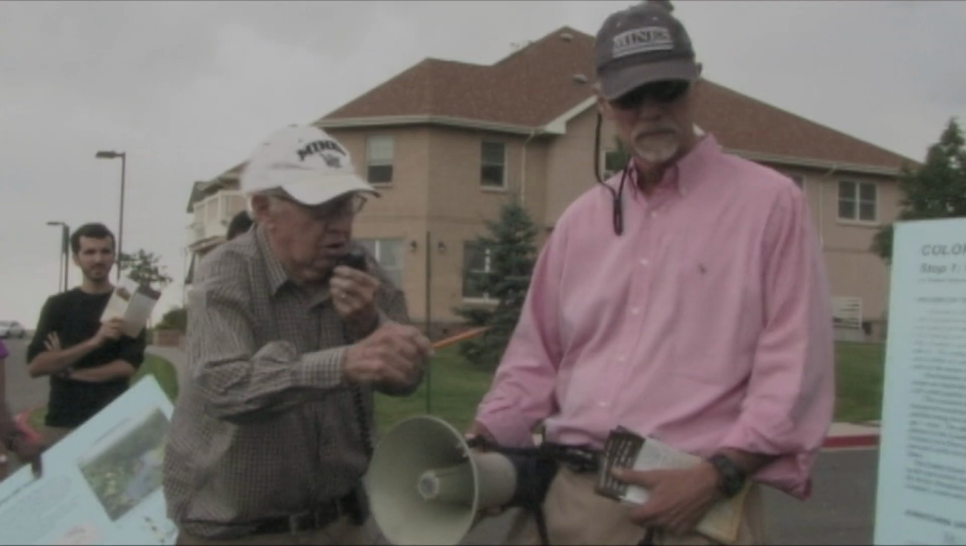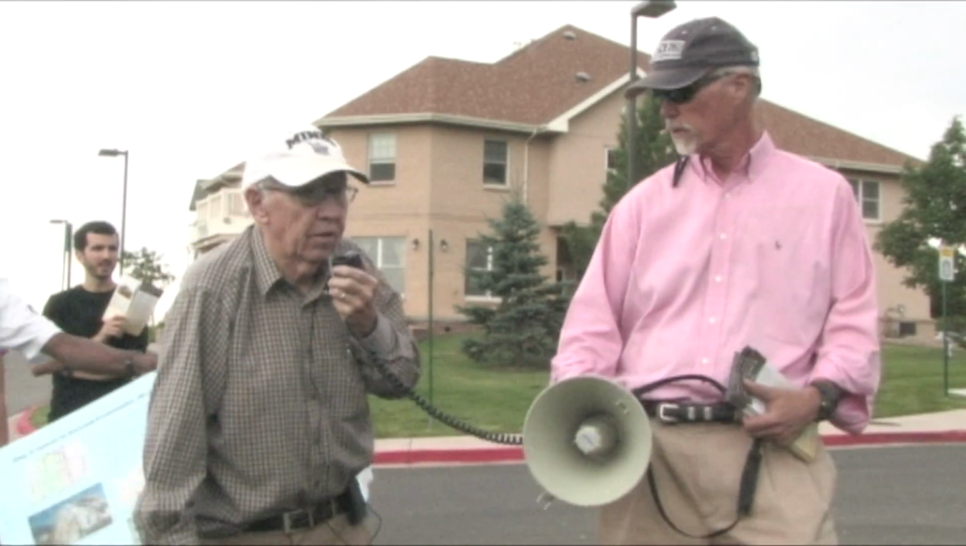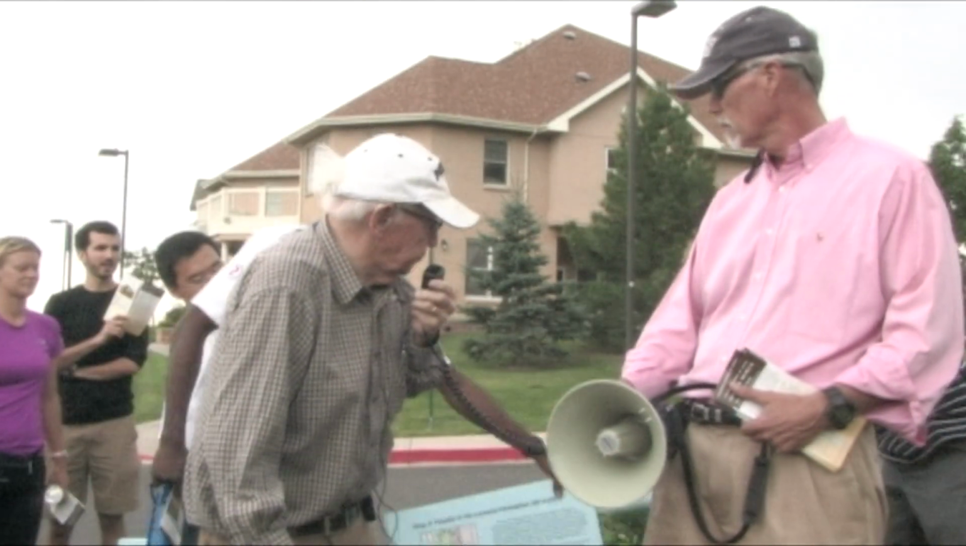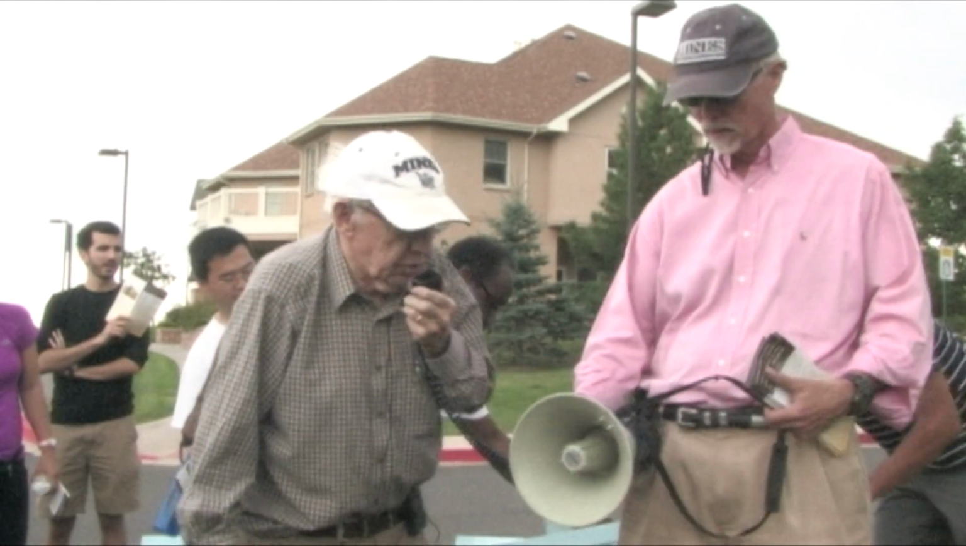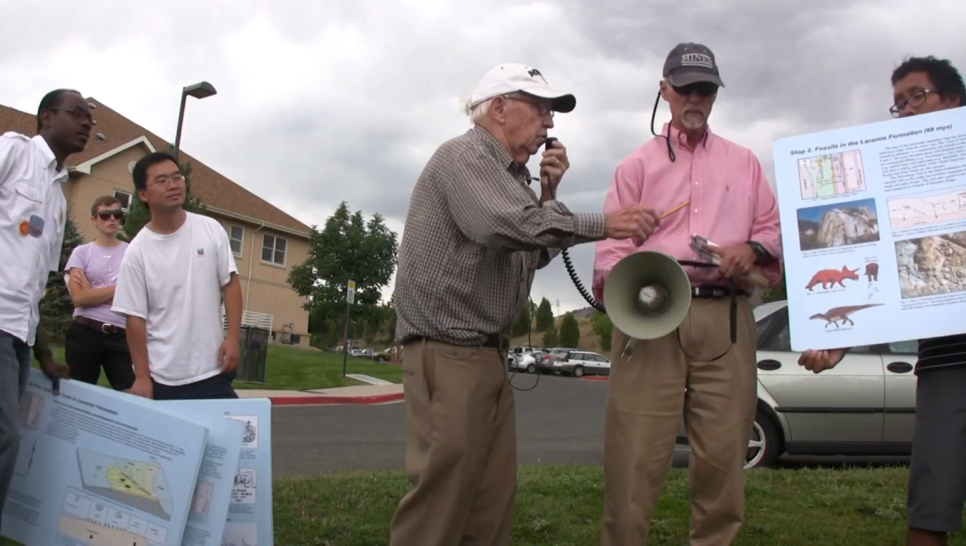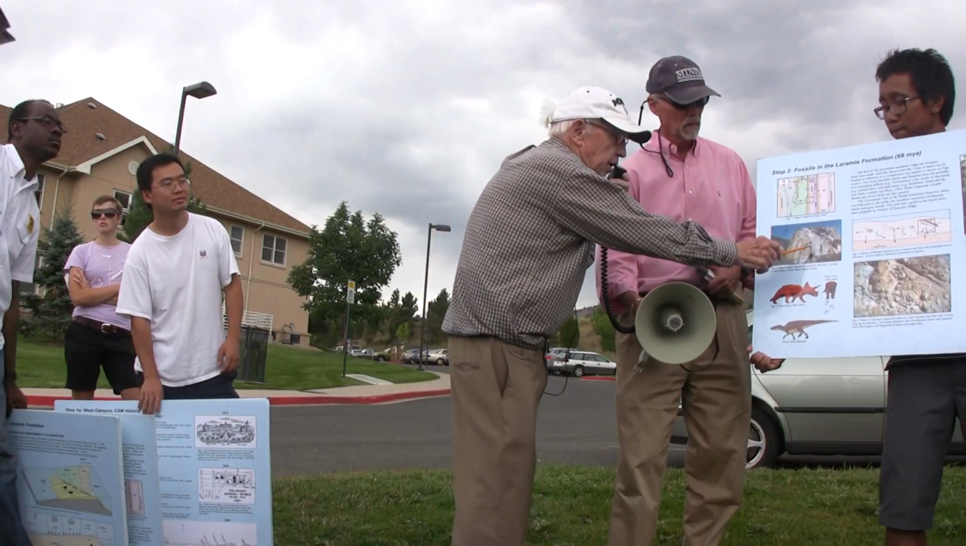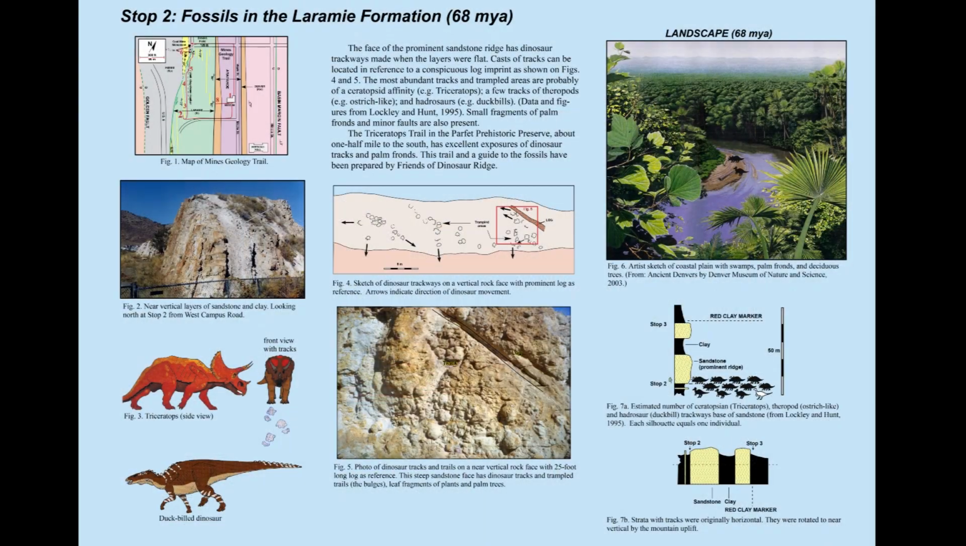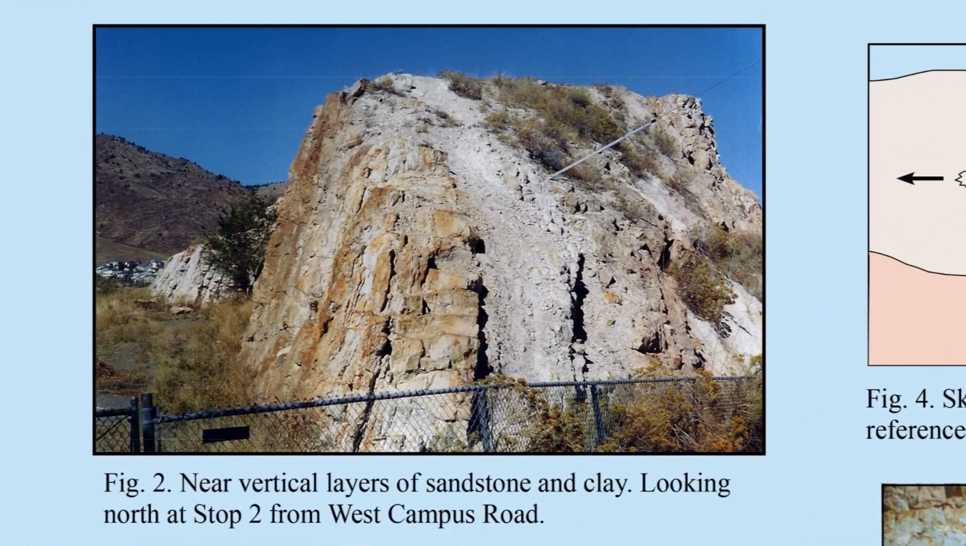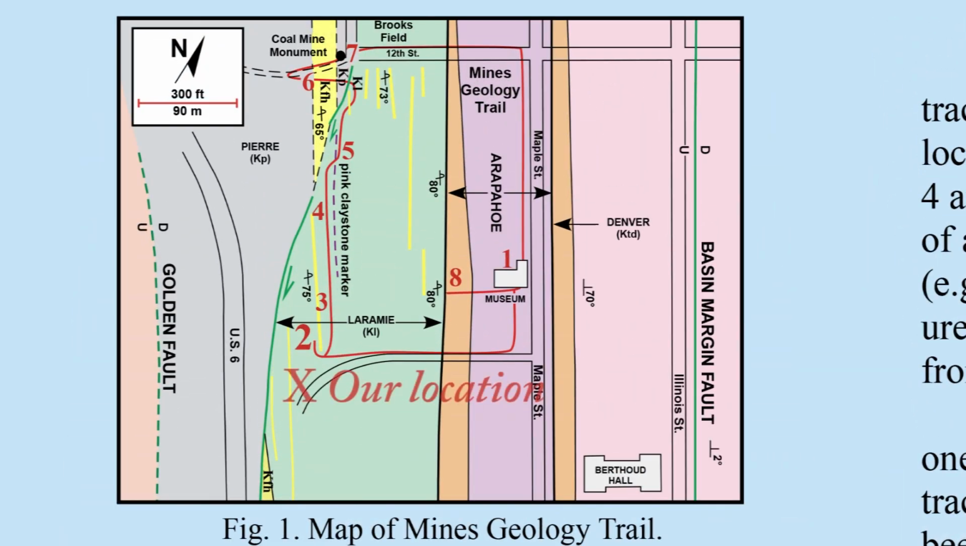Let's go over to stop 2. Let's look at the next diagram there. Stop 2. What we're going to see here... This is the outcrop that you're looking at here, and we're at stop 2, the edge of the geologic map.